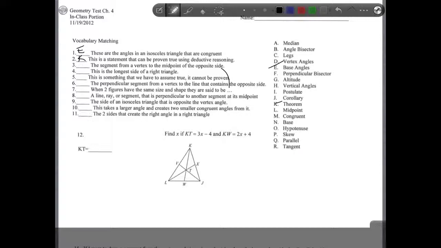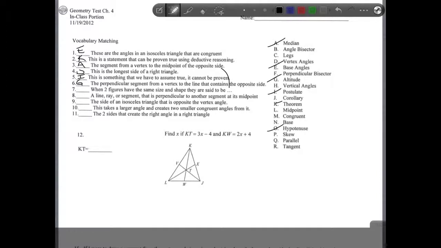The segment from a vertex to the midpoint of the opposite side, that's A, median. This is the longest side of a right triangle, that's hypotenuse, which is O. This is something that we have to assume true, cannot be proven true, that's I, which is a postulate. The perpendicular segment from a vertex to a line that contains the opposite side, that is an altitude, which is G.